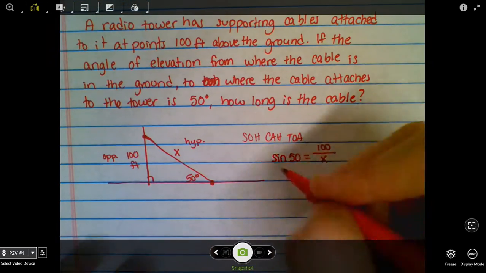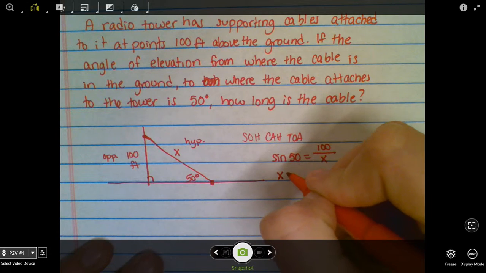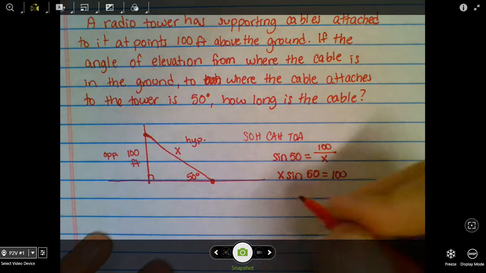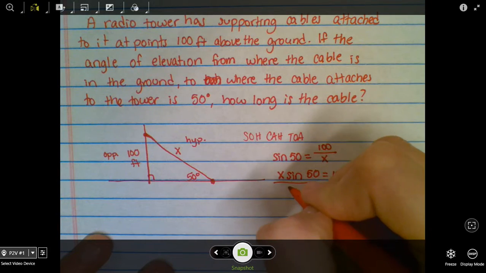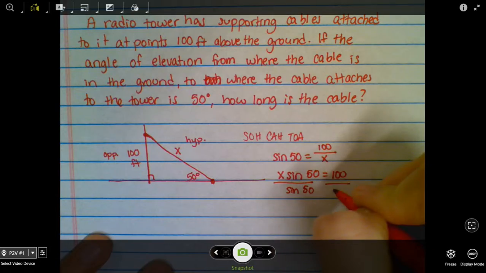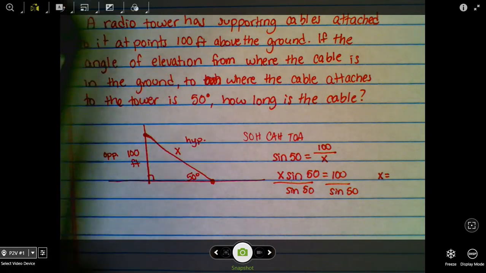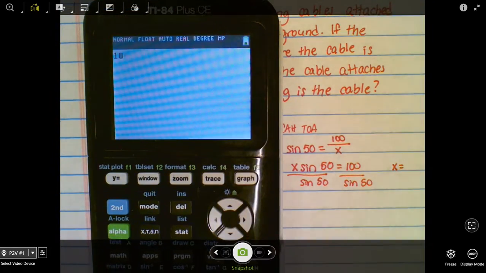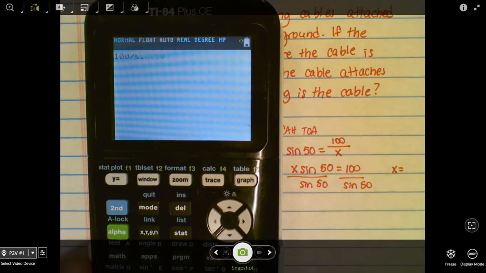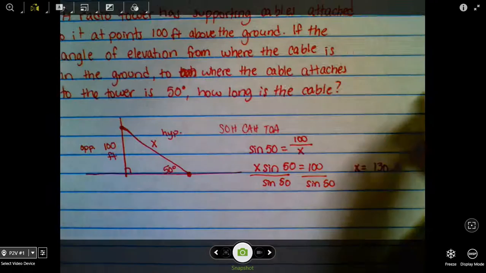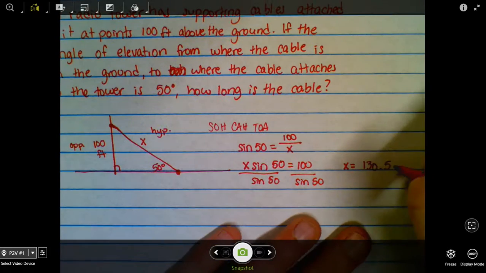And then to solve, let's multiply both sides by x. x times the sine of 50 equals 100. And then we also have to divide by the sine of 50 to get our answer. x equals, and again, make sure that your calculator is in degree mode, not radian, 100 divided by the sine of 50. We get 130.5. We'll round that to 130.5. So the cable is 130.5 feet.